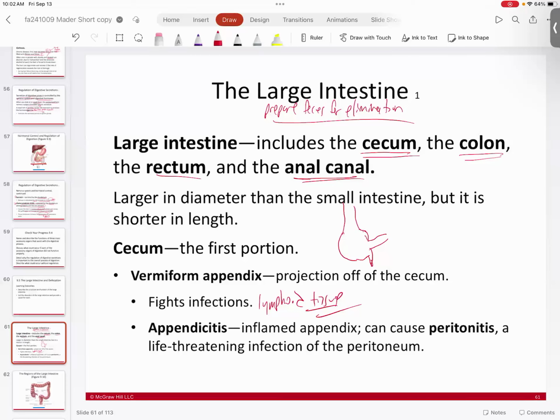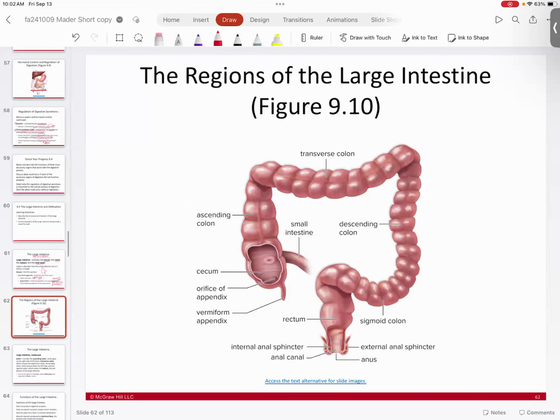Now, if you have appendicitis, this is basically an inflamed appendix, or peritonitis, it is life-threatening, right? Peritonitis is essentially when you get a rupture of your GI tract and you're going to spill your chyme into your peritoneal cavity. It can be very deadly. And so the appendix will do that if it bursts. This is what it looks like.